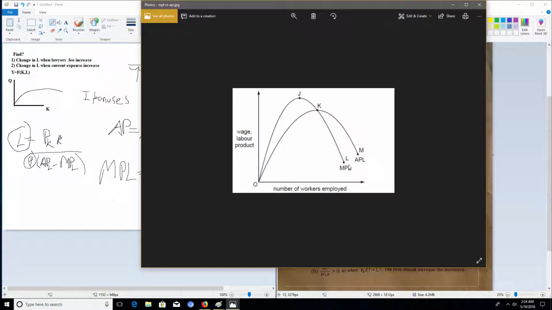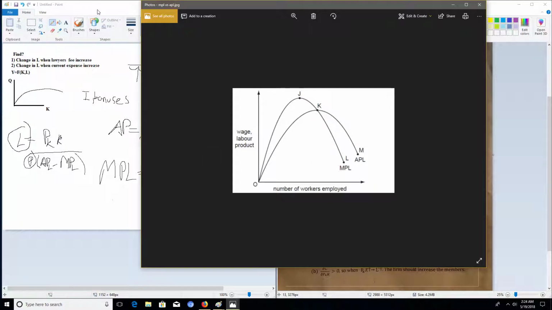APL is the average, so this is going to be a combination of the existing labor, the output they create, and the additional output that the new person creates, right? That's MPL. When MPL is above average, when marginal product is above average product, average product is increasing. So why is that?